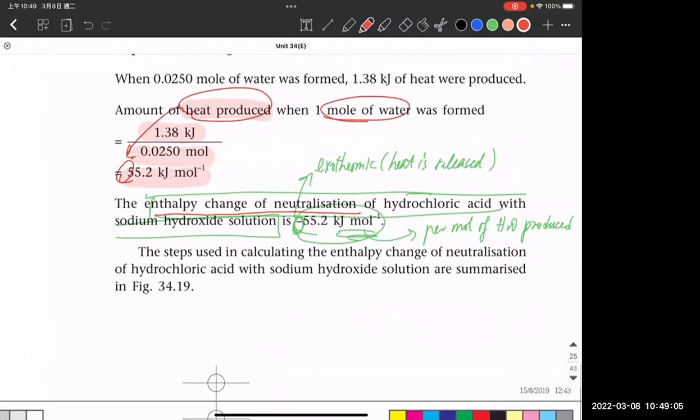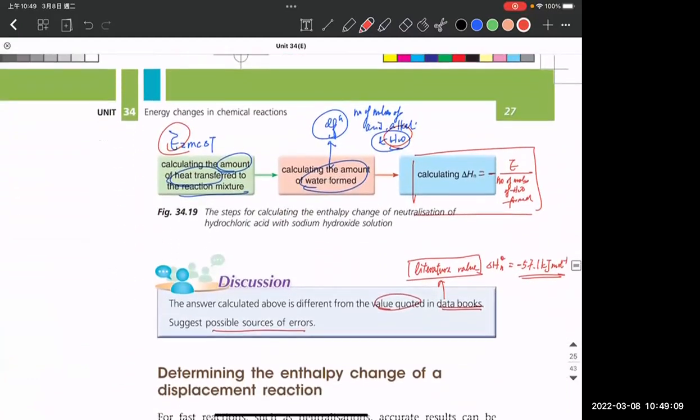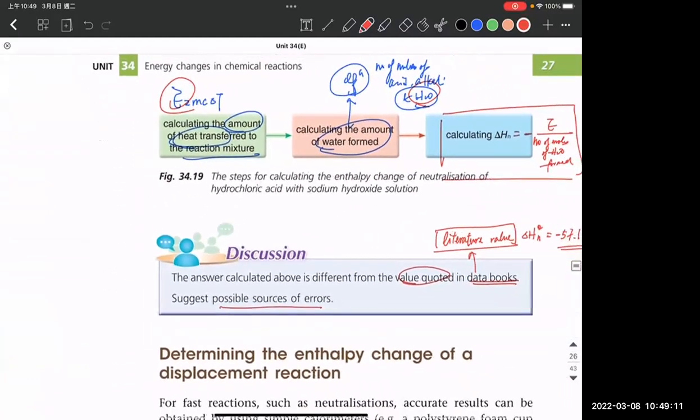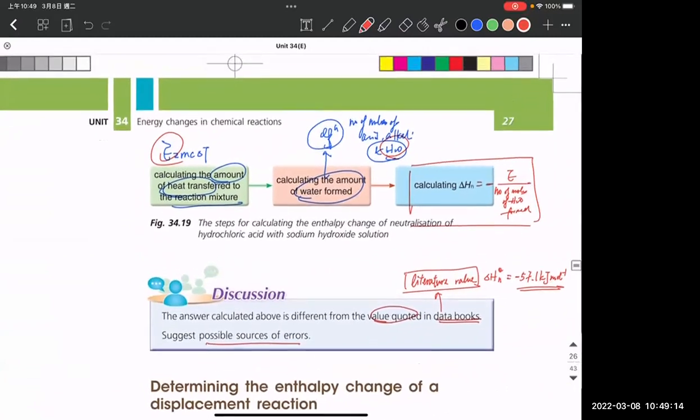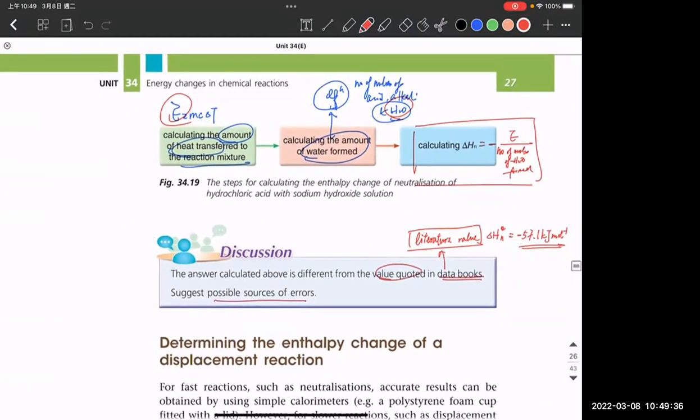So the experimental data is less exothermic. It's calculated to be less exothermic. So there should be some heat which we can't measure. It seems that less heat is released. What are the possible sources of error? You may say heat loss to surroundings. Yes, but it is unavoidable, isn't it? Heat loss to the surroundings is unavoidable.